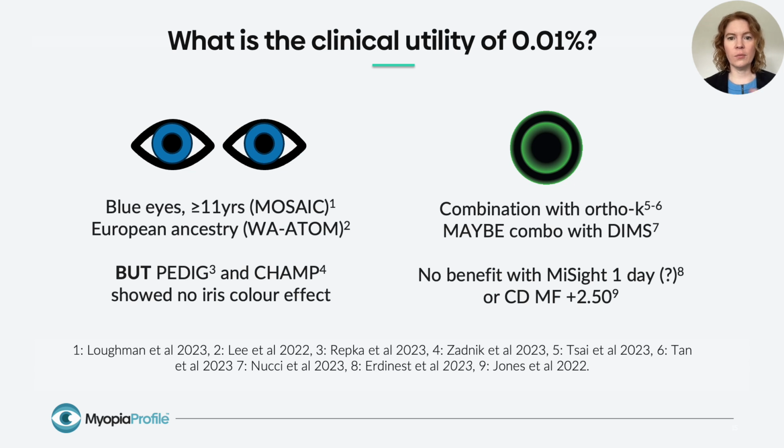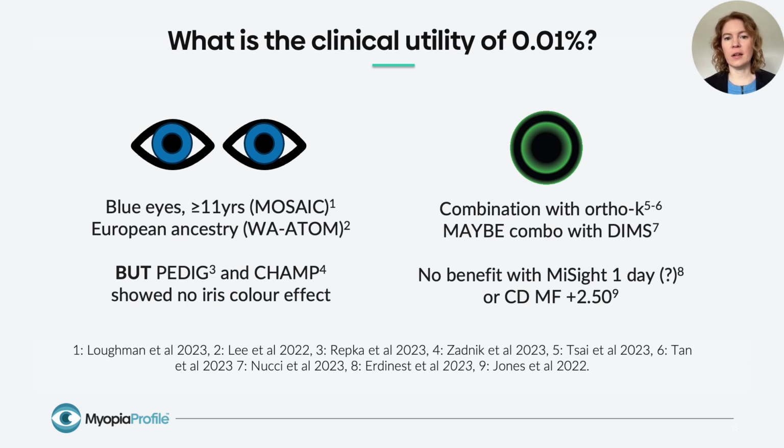There is a lot of research, though, to show the combination of 0.01% with ortho-K is quite powerful, at least in the short term, to boost efficacy. And other optical treatments are just starting to emerge in terms of this combination research. There might be a benefit of combination with the dim spectacles. There may be a benefit of combination with MySight One Day, although both of those studies were limited in terms of their ability to measure these differences.